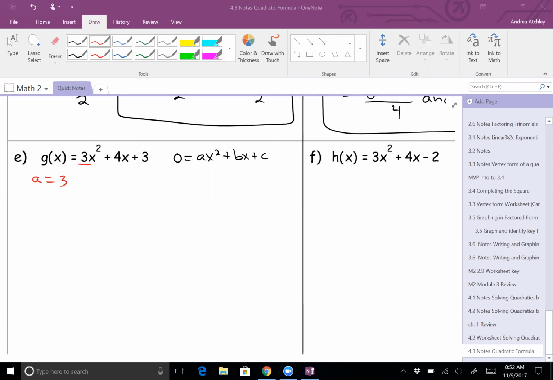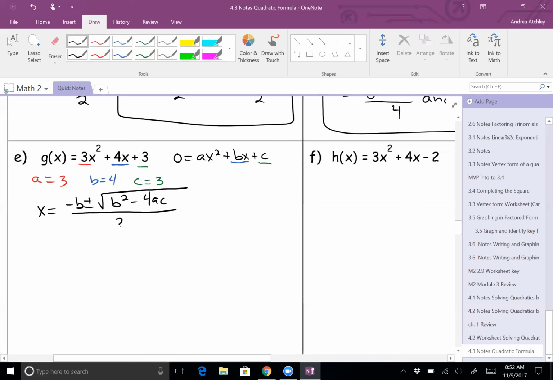Okay, so our a value is 3 because it's the number in front of the x squared. Our b value is 4 because it's the number with the x. And our c value is 3 because it's the number by itself. Any questions over that? Okay, then we plug it into our quadratic formula, which is x equals negative b plus or minus square root b squared minus 4ac all over 2a.